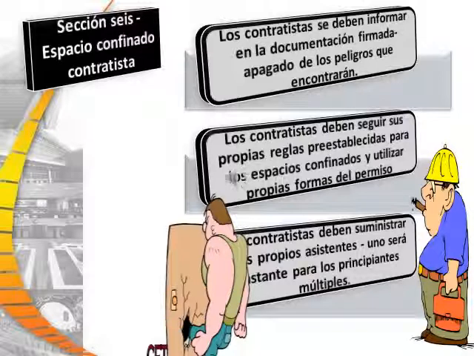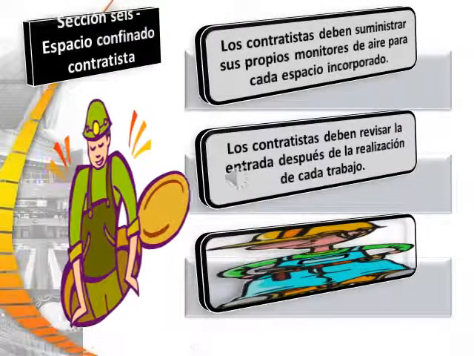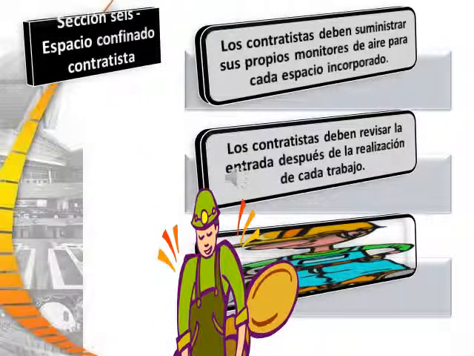Contractors must supply their own attendants. One will be enough for multiple entrants. Contractors must supply their own air monitors for each space entered. Contractors must review the entry after completion of each job.